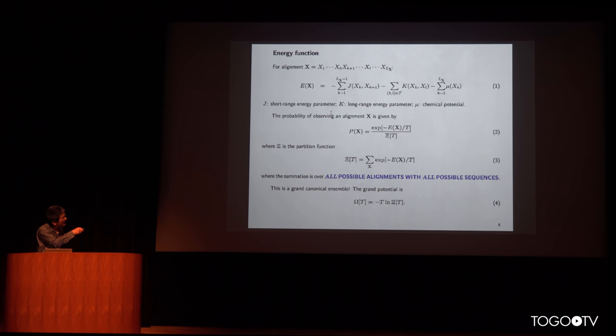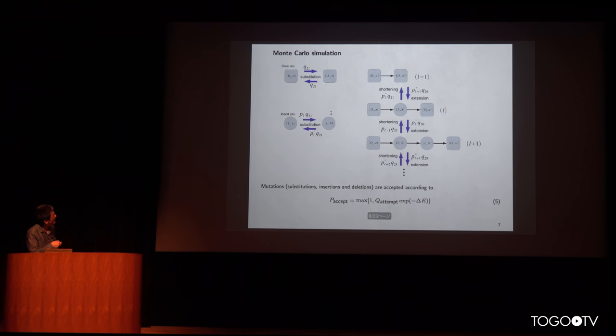With this factor defined by this, this is a partition function, which sums over all possible alignments with all possible sequences. So this cannot be computed explicitly, so I resort to Monte Carlo simulations. By the way, the logarithm of this is called the grand potential. Since the length of alignment can vary, this is a grand canonical ensemble.